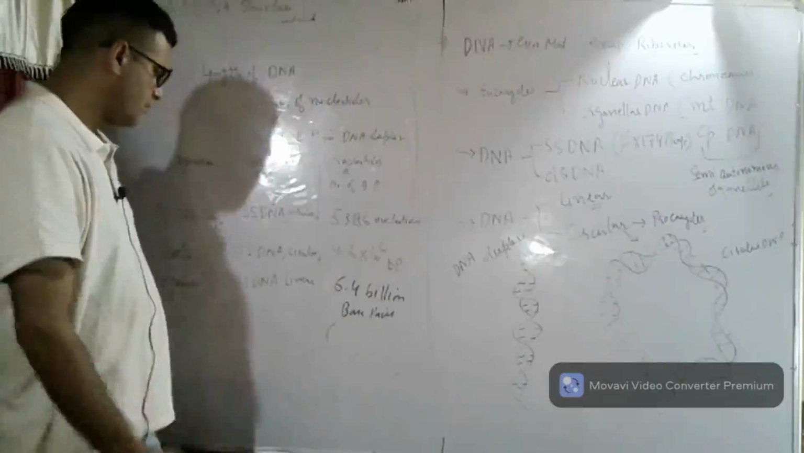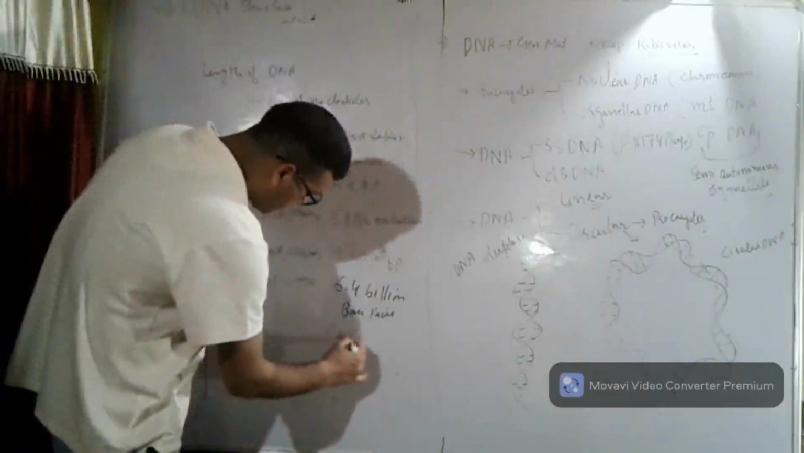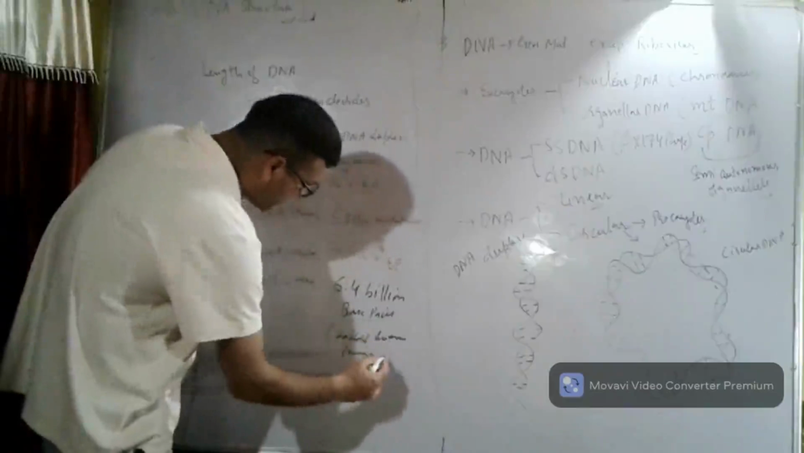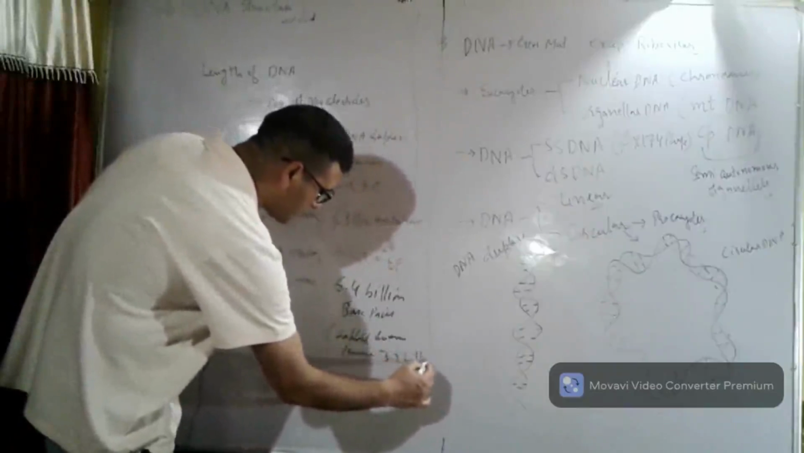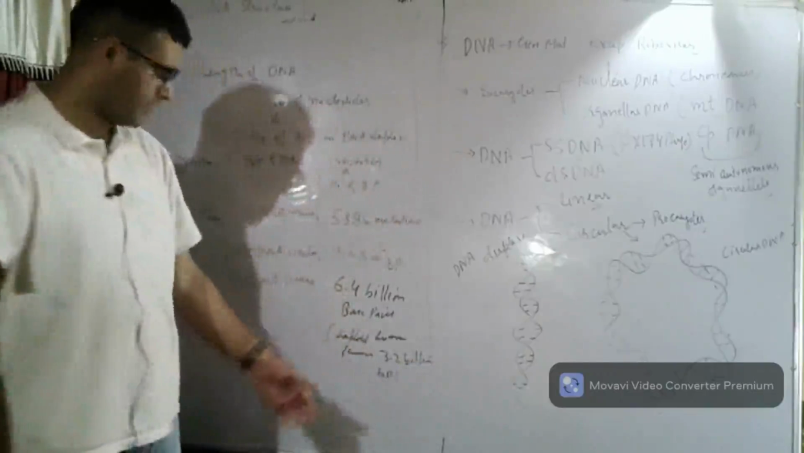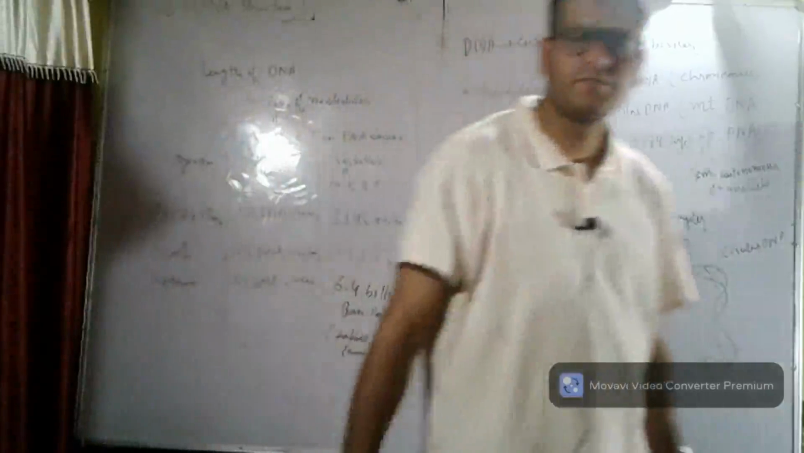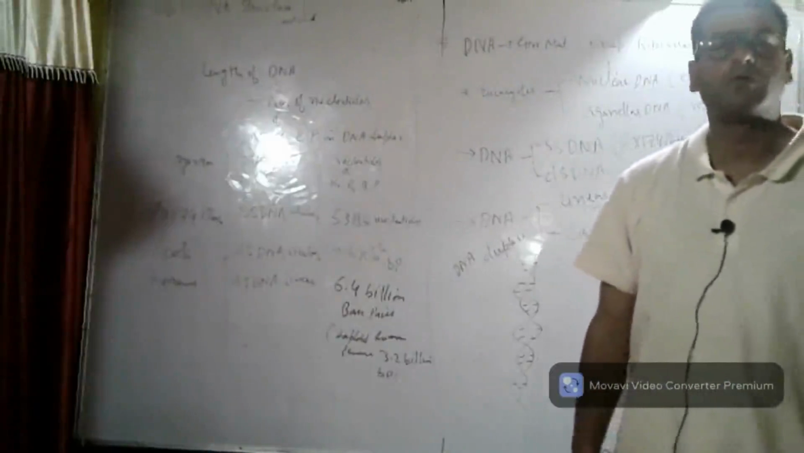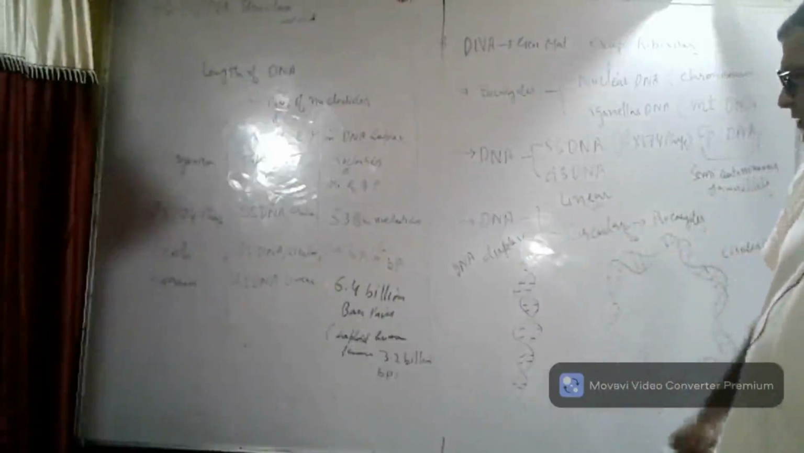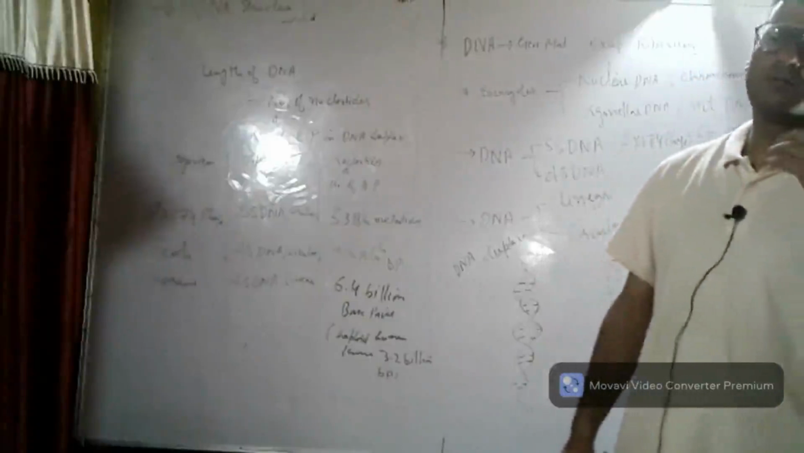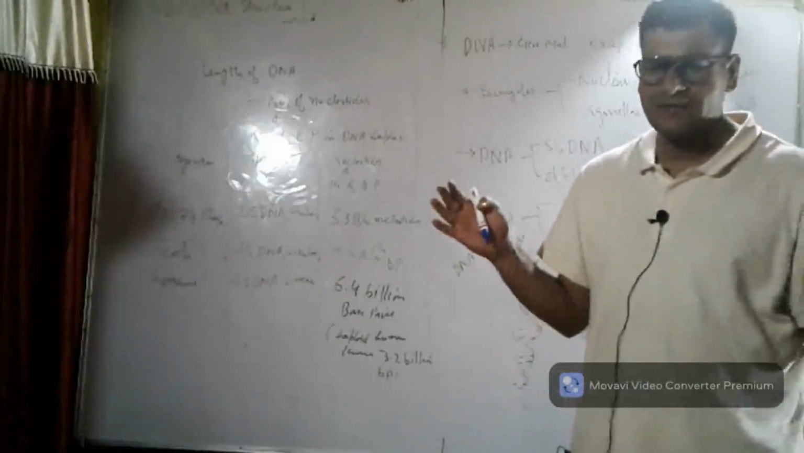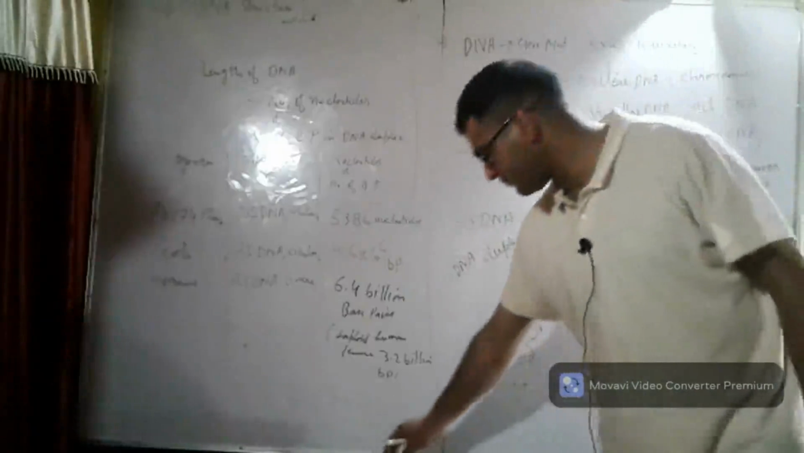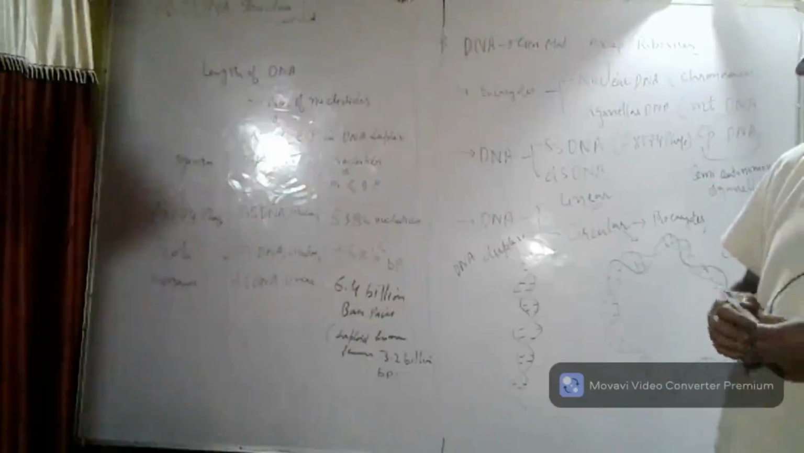In case of haploid human genome, this is 3.2 billion base pairs. It has been estimated that the E. coli genome has approximately 4,000 genes. In humans, we have approximately between 40,000 to 80,000 protein coding genes in the DNA. So this was regarding the length of the DNA.